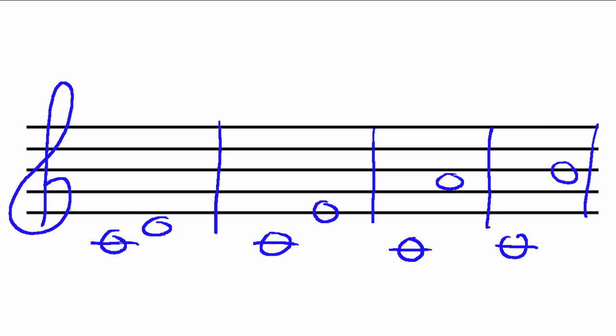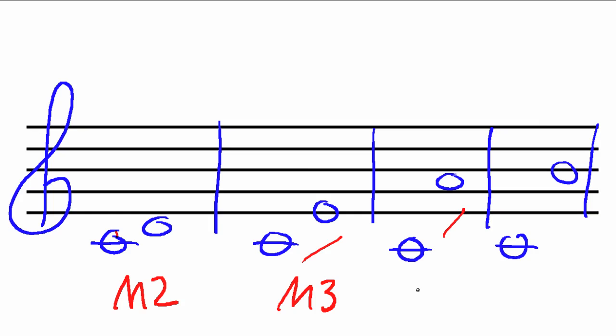The first one, C to D, the whole step. We call this a second. From C to D, it is the second scale degree. This is a major interval. We call it a major second. This one, C to E, it is a third, called a major third.